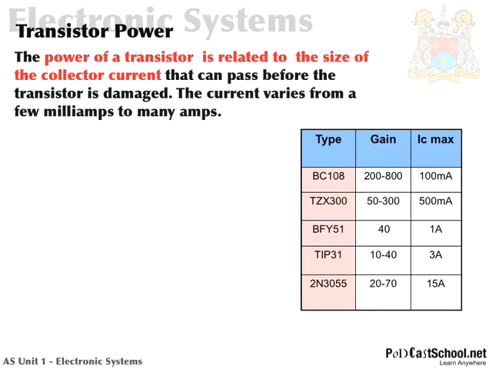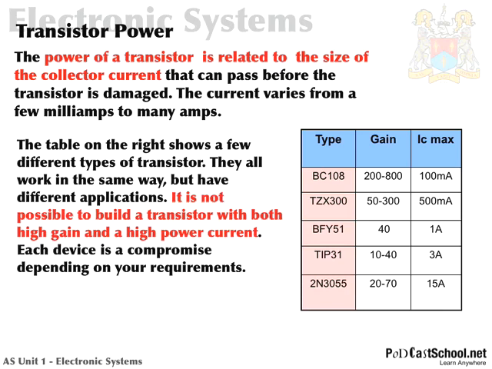Okay, I think this is last then. The power of a transistor is related to the size of the collector current that can pass through the transistor before it's damaged. The current varies from a few milliamps to many amps. And this table lets you see how each type of transistor varies. So this is types of transistor, all just a little bunch of codes and not very exciting.